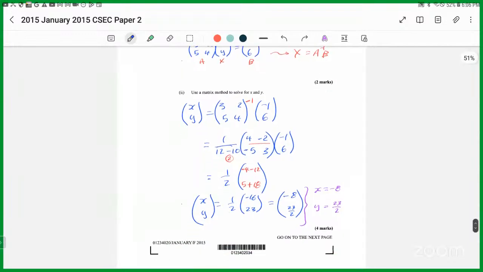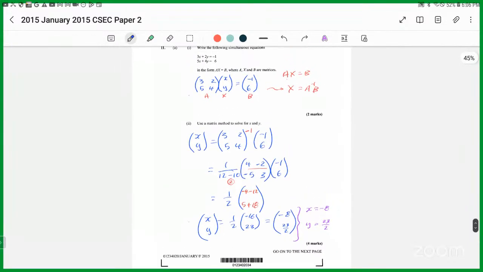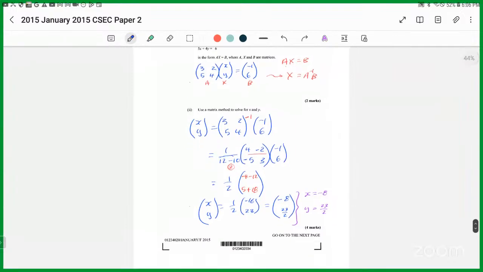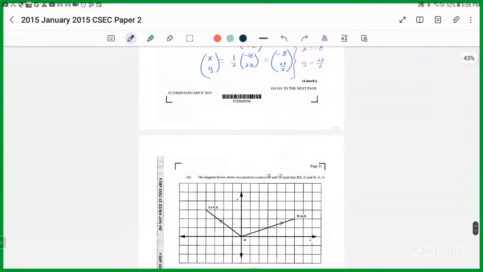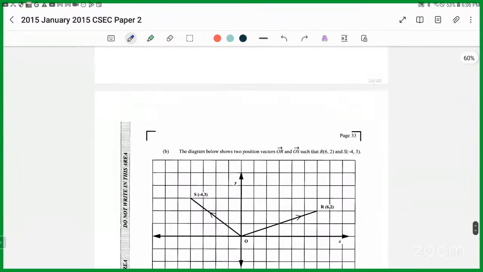That's it. Good, good, good, good. So just to double check, right?